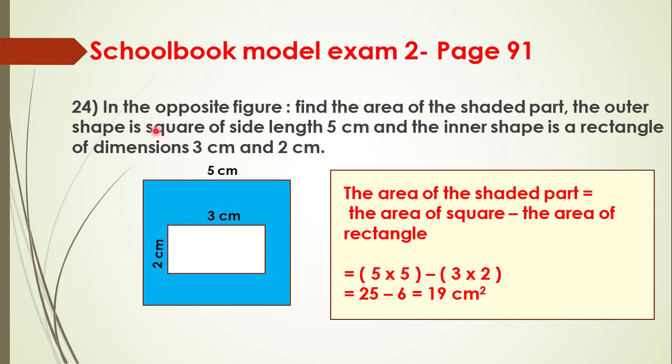Okay, number 24. In the opposite figure, find the area of the shaded part. The outer shape here is a square, side length 5, and the inner shape is a rectangle. The area of the shaded part is the area of the square minus the area of the rectangle. So the area of the square is 5 times 5, 25. The area of the rectangle is 2 times 3, which is 6. 25 minus 6 equals 19. So the area of the shaded part is 19 centimeters square.